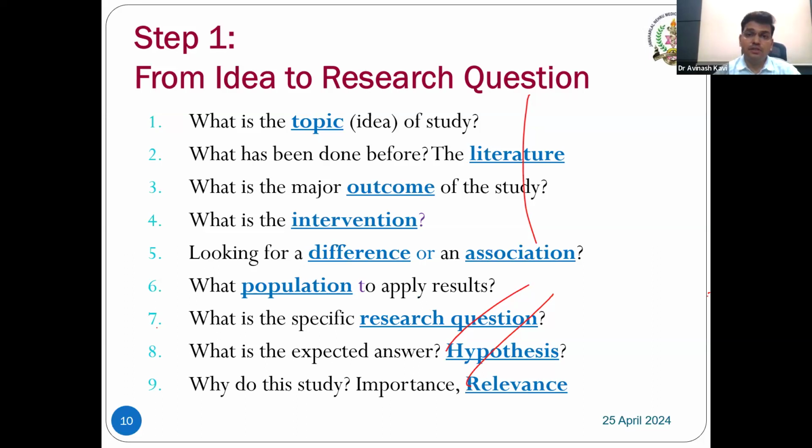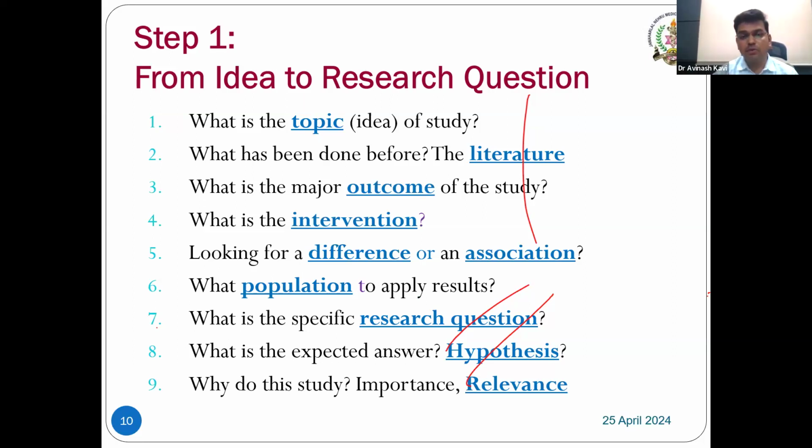As I already mentioned, the topic is preterm birth. What has been done? The literature review. What is the outcome? Can I do some intervention to reduce the rate of preterm birth by 10%, 20%, depending on the effect size that I can decide? And the intervention is aspirin, which I just gave as an example. Are we looking at a difference? Yes, definitely.